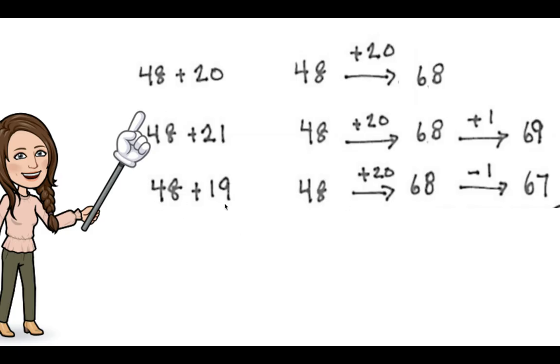Looking at 48 plus 19, we could still add 20 because that's something we know. 48 plus 20 is 68. But remember, 19 is 1 less than 20. So we'll need to subtract 1, and that gives us the answer of 67. 48 plus 19 is 67. It's amazing what you can solve when you use what you already know.